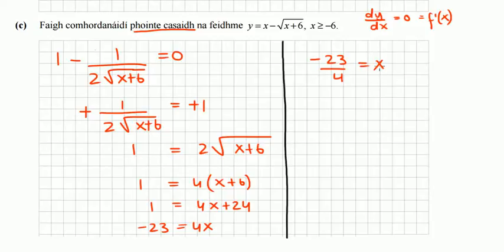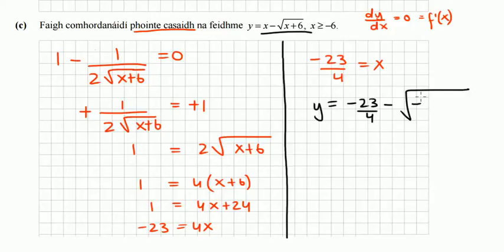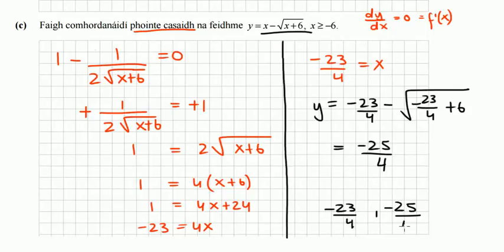Okay, now we have the x value, we have to go and find the y value. So we know that y is equal to this, so we substitute in minus 23 over 4 in order to find the y value. So we're going to get minus 23 over 4 minus the square root of minus 23 over 4 plus 6. And when we simplify, we're going to find minus 25 over 4. So that is the turning point. And we're done.